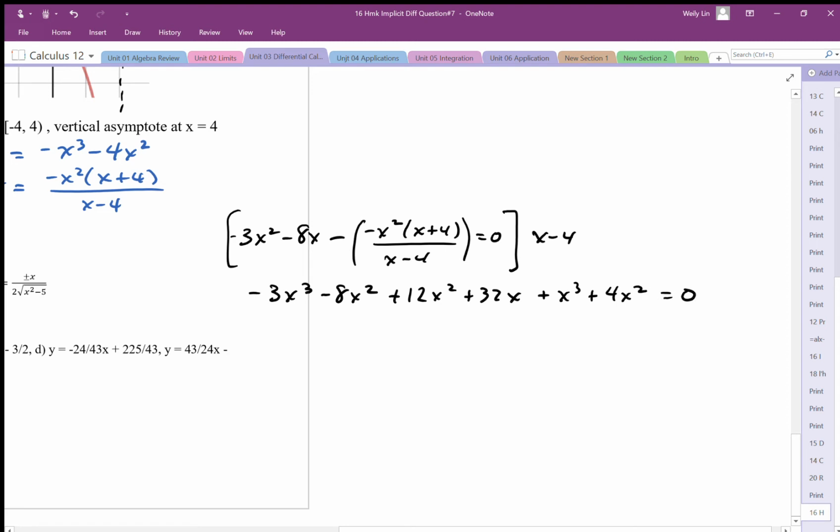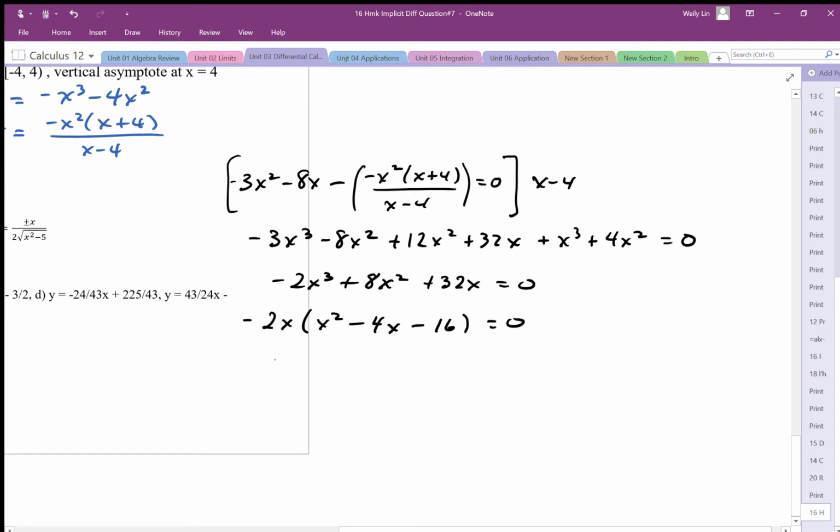Make it equal to 0, collect my like terms. So I end up with, looks like I have positive 16x squared minus 8x squared, so that looks like positive 8x squared. And if I've collected my terms correctly, I have plus 32x, and that's equal to 0. I'm going to factor this. So I end up with x squared minus 4x minus 16, and that's equal to 0.